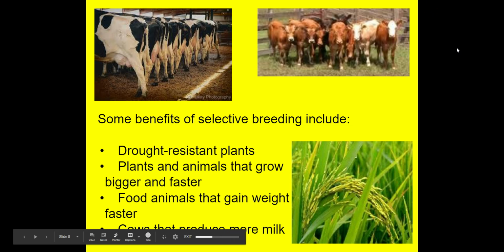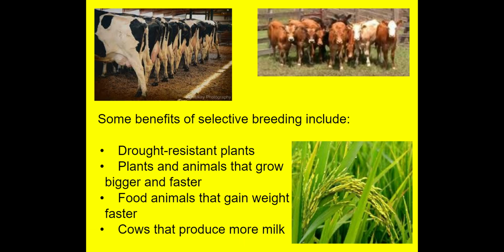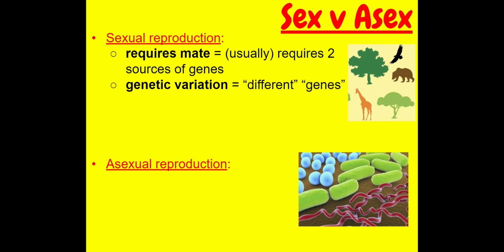All right, so let's talk about some more selective breeding stuff. You can see in this picture, we've got some corn, we've got cows. Let's look at the slide. It says some benefits of selective breeding include drought-resistant plants and animals that grow larger and faster, food animals that gain weight faster, cows that produce more milk. So all of these things, if you think through what selective breeding is, let's go back to that first slide.